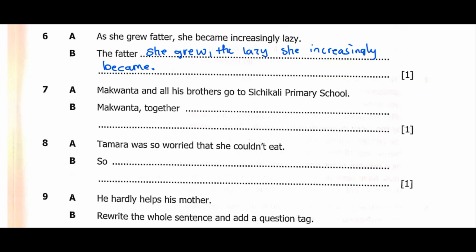Then question 7. Makwanta and all his brothers go to Sinchari Primary School. Then begin Makwanta together with his brothers. So we're not going to add "and" since we have used the word together. So together with his brothers, we need to change to singular. So we'll say goes. So Makwanta together with his brothers goes to Sinchari Primary School.